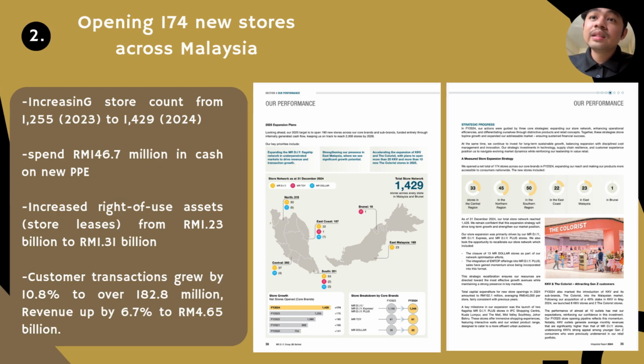The second transaction is Mr. DIY, in 2034, opening 174 new stores across Malaysia. This expansion required significant cash spending of 146 million on PPE. At the same time, ROU, which represents store leases, increased by 1.3 billion. Because of the increase in the number of stores, customer transactions grew by 10%, reaching more than 182 million transactions. This led to an increase in revenue by 6.7%, reaching 4.6 billion.